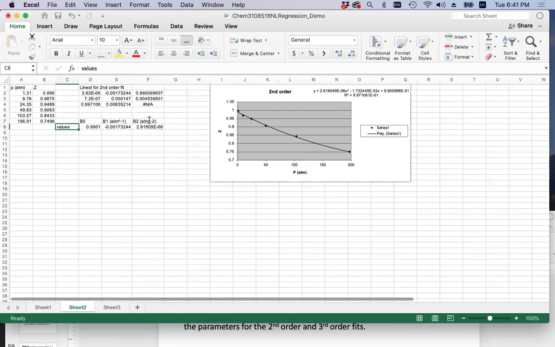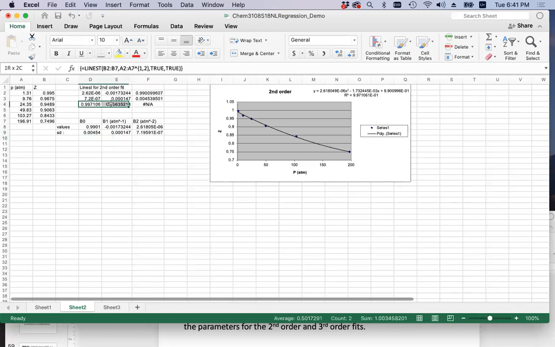Okay, so these are the best fit values. Next, we want the standard deviation in those values. So I'll label the next row standard deviation. The units, of course, are the same. So that's going to be this value here for B0, this value here for B1, this value here for B2.